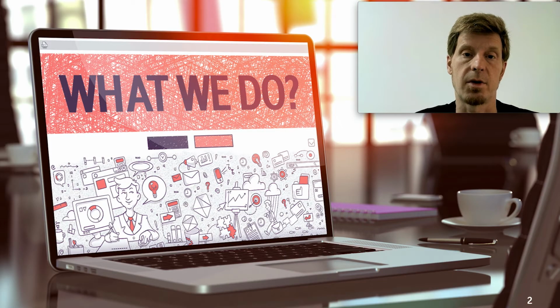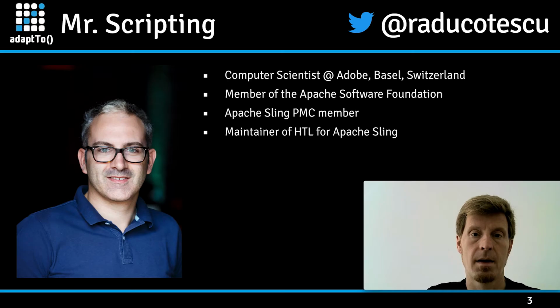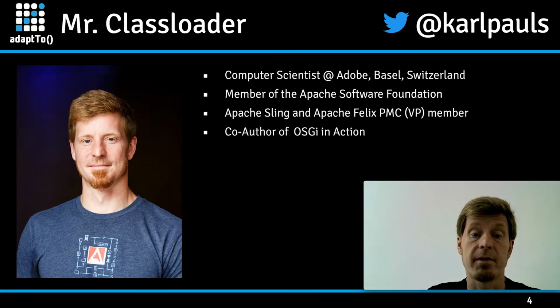Who are we and what do we do? Well, we are Radu Cotescu, working as a computer scientist for Adobe from the Basel office. He's a member of the Apache Software Foundation and an Apache Sling PMC member, where he maintains HTL. And I'm Karl, also a computer scientist at Adobe, but working remotely from Berlin. I'm a member of the Apache Software Foundation as well, and mostly involved with Apache Sling and Apache Felix.